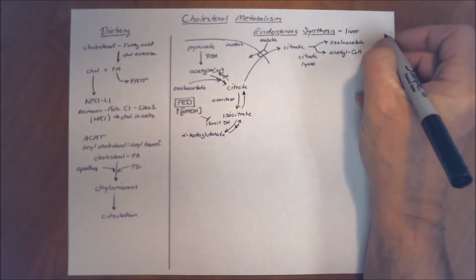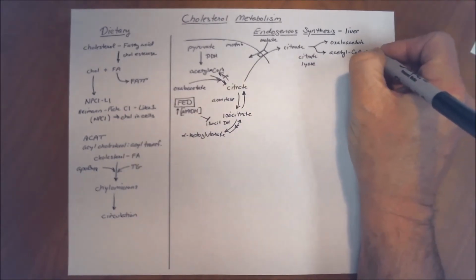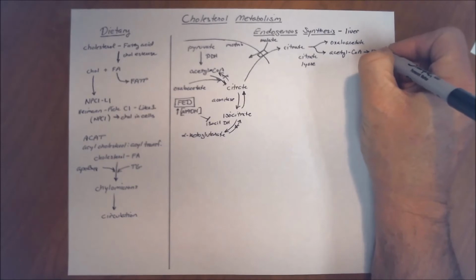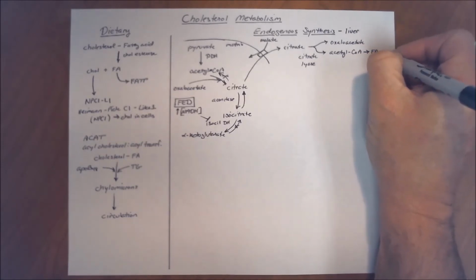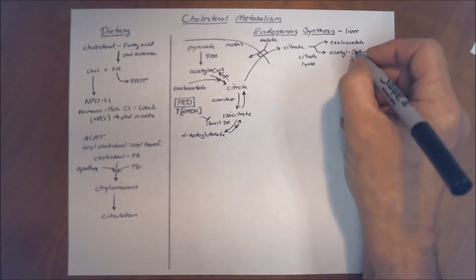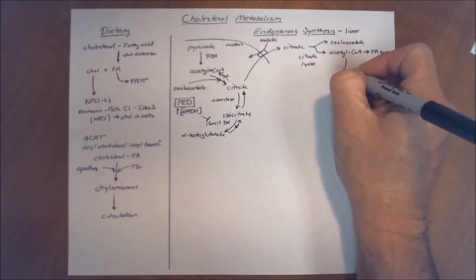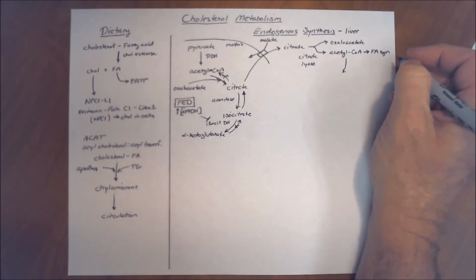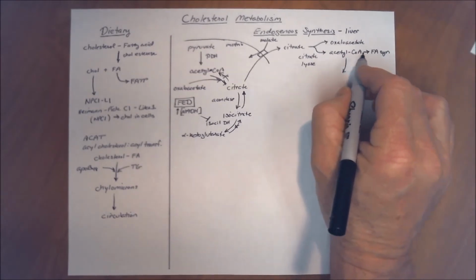Now we're going to talk about acetyl-CoA in the cytoplasm because this can go into two directions. This is a precursor and a substrate for fatty acid synthesis. However, today we're going to talk about cholesterol synthesis, which is the alternative path for acetyl-CoA in the cytoplasm.